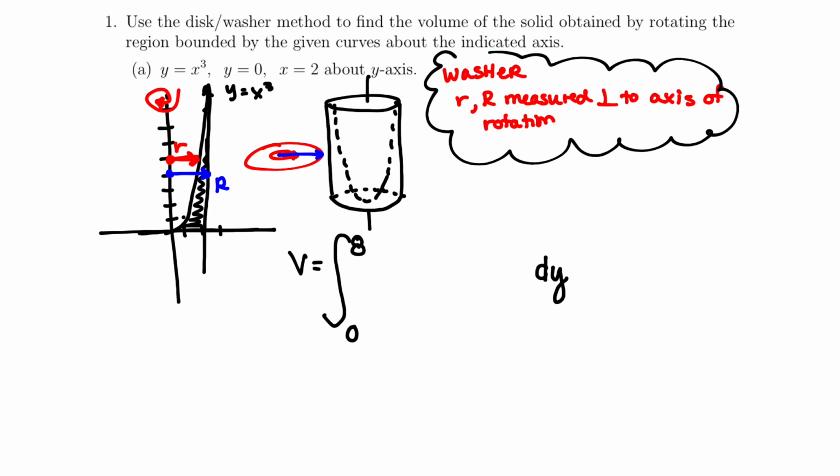Now, what am I cutting? I'm cutting circles. How do the circles work? They work sideways. I'm cutting sideways. My radiuses go this way, perpendicular to the axis of rotation, and they're measured from that axis. So here we go. Ready? We got pi big R squared minus pi little r squared. That's what we need for each washer.